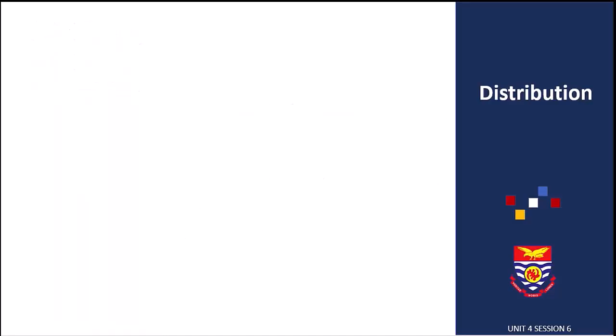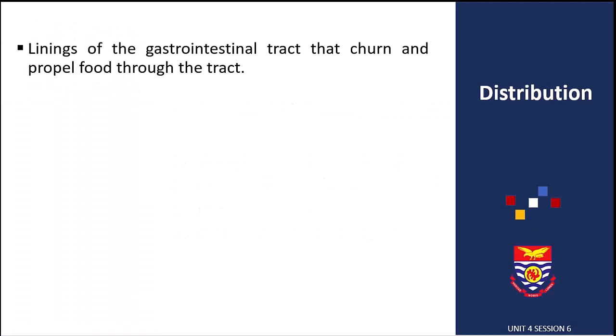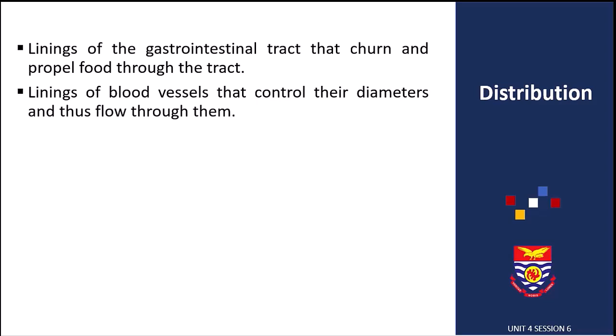Smooth muscle is important and forms part of the lining of the gastrointestinal tract that churns and prepares food through the digestive tract. And also the lining of blood vessels is made up of smooth muscle, and this helps to control the diameter of the blood vessel and ensure the flow of blood through them.